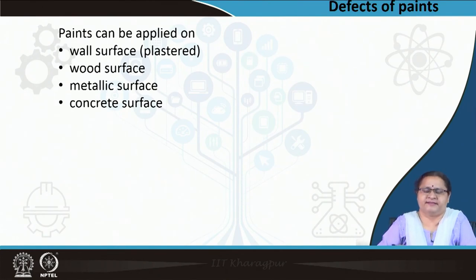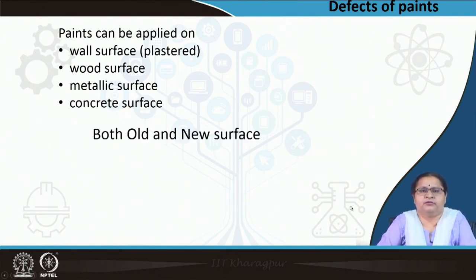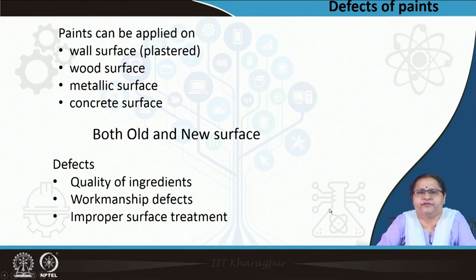They are not all of the same nature, but mostly all these surfaces can be both old and new. That is common for all. Defects of paints are also more or less common for all. If we look into the types of defects, not going into the types of paints, we will see that defects are mainly of three types, and the other is always the weathering action. So, if we talk of man-made, human-involved defects, it will be three types, and nature is always there which can lead to defects.